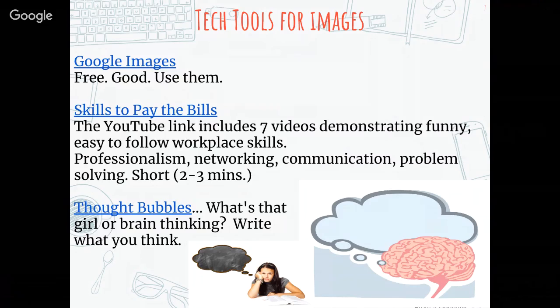I might not use that in my class, but I might use, here's a girl, what is she feeling? What is she thinking? Students can write what they've learned in the thought bubble. Of course, it's always fun to put a thought bubble next to a picture of a dog or a cat or something like that to get some funny responses as well.